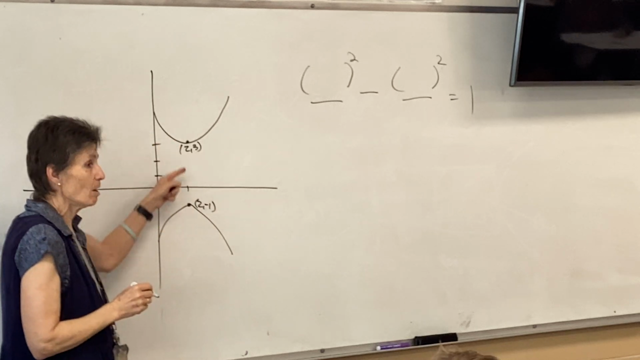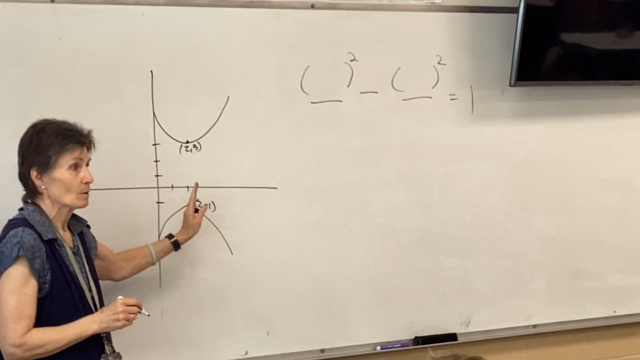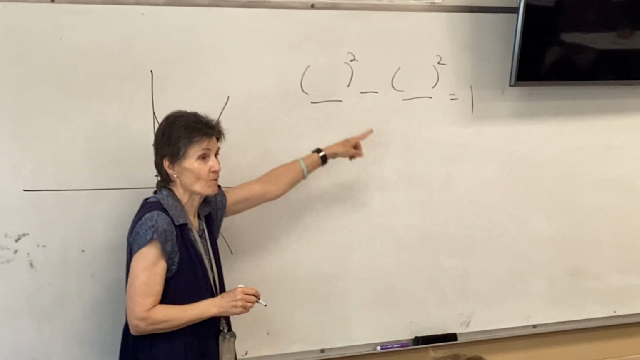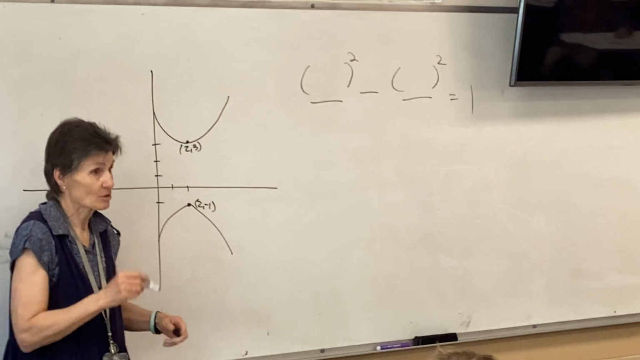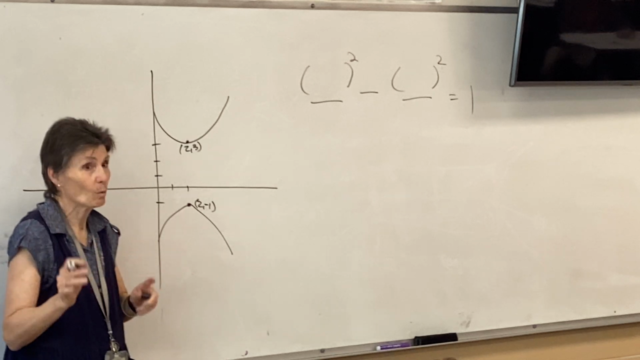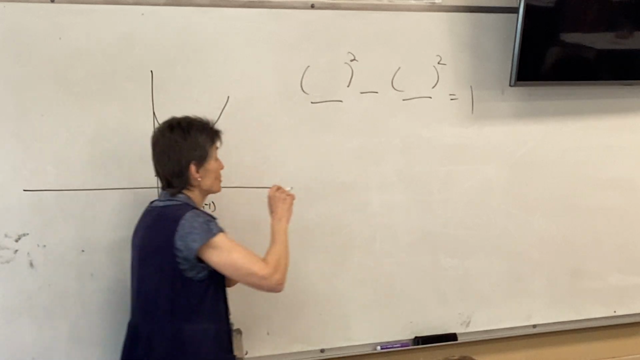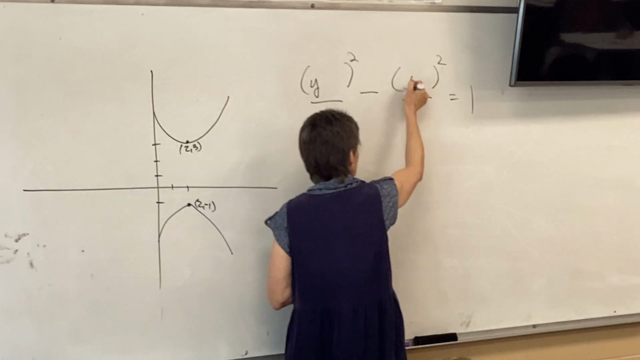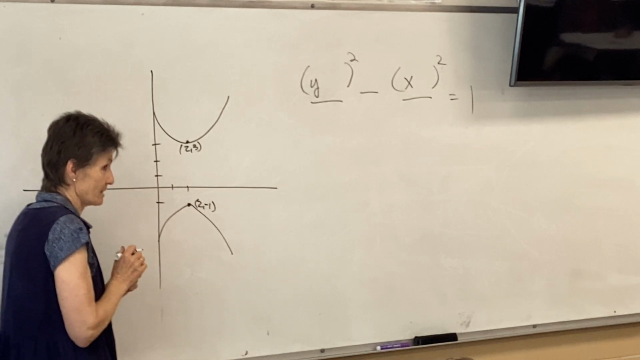What does this tell me, the fact that this is my transverse axis? Which letter is going to come first in my equation? Y. Why is it Y? Because it's opening up and down. So this is a Y, and this is an X. What else does it tell me?